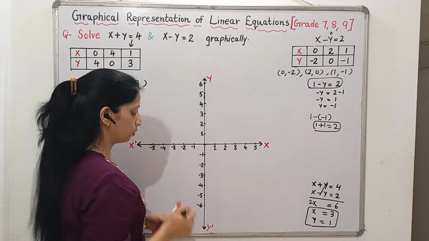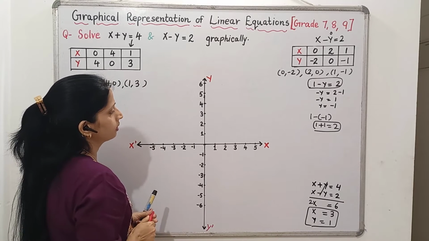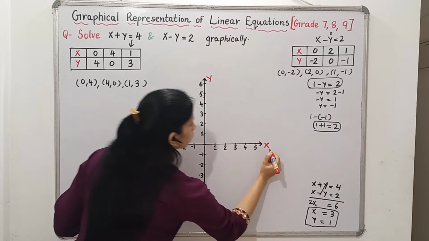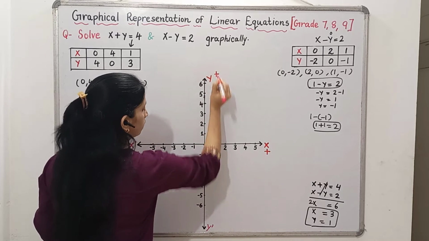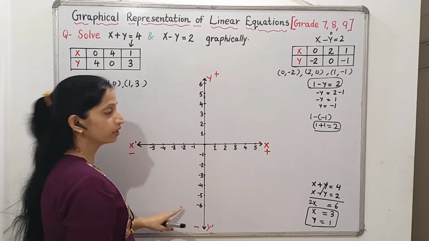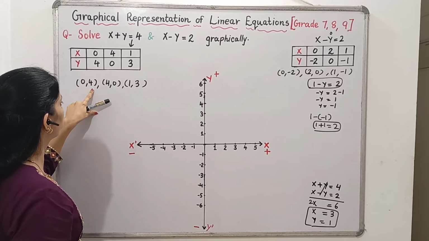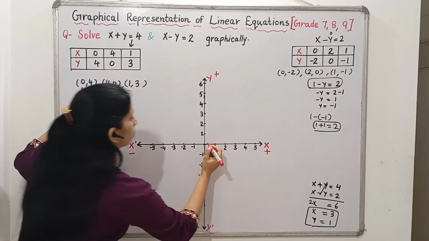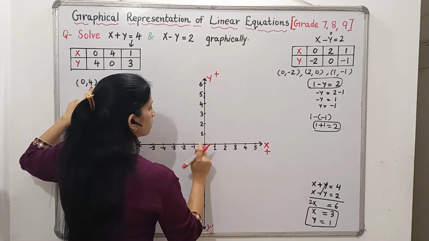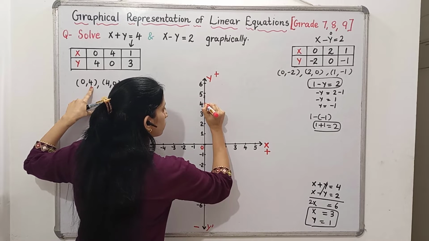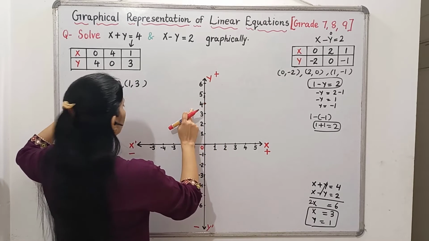Now let's plot these points. The first thing, which you all know, is that here the x will be positive, here it will be negative. Here the y will be positive, here it will be negative. Now let's begin from the first equation. (0, 4) means x is equal to 0 and y is equal to 4. So x is 0, on the y-axis we will move till here, this is 4. So this is the point (0, 4).